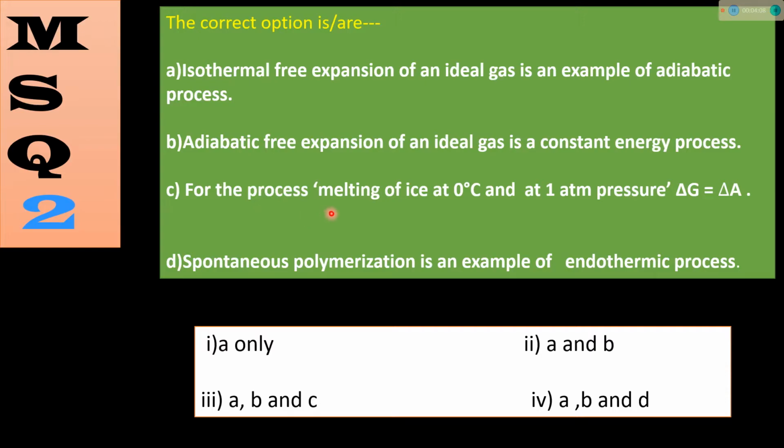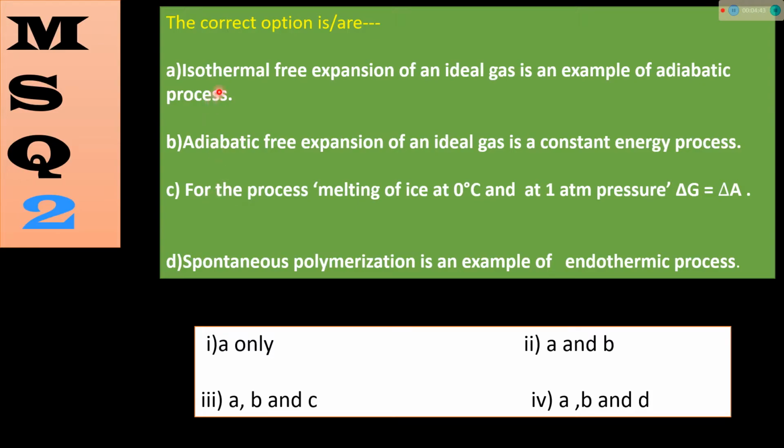Statement C: for the process melting of ice at 0 degree centigrade and 1 atm pressure, del G equal to del A. Is this correct or wrong? We will see later. Statement D: spontaneous polymerization is an example of endothermic process. So these are the four options. Now let's discuss one by one the details about these four statements.